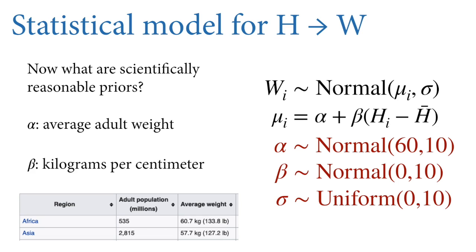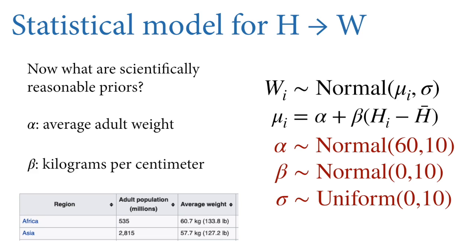So you can look this up on Wikipedia, for example, and in Africa, which is a huge place with a tremendous amount of cultural and biological diversity, the average weight is about 60 kilograms. So I'm going to choose a normally distributed prior for alpha centered on 60 kilograms with a really big standard deviation of 10, just to emphasize that this is not a very informative prior. We're putting in some prior knowledge, but it'll be allowed to move quite generously.